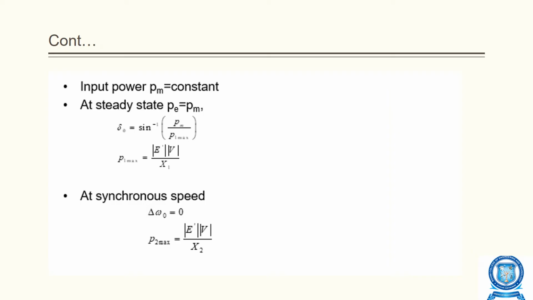So input power Pm is constant. At steady state Pe is equal to Pm. So del theta is equal to sine inverse of Pm by Pmax, where Pmax is equal to EV by X, and X is the reactance. At synchronous speed del omega naught is equal to 0. During the fault, P2 max is equal to EV by X2.